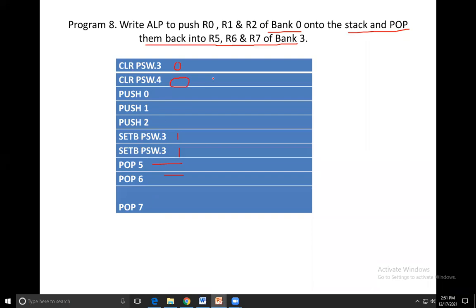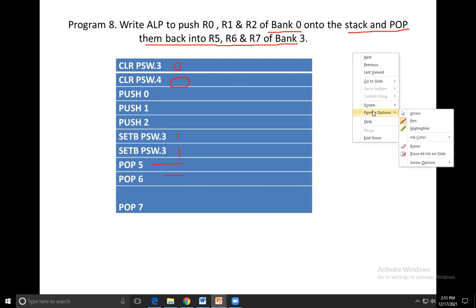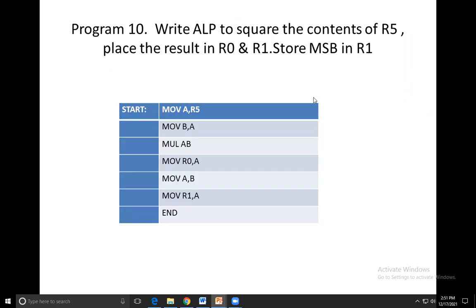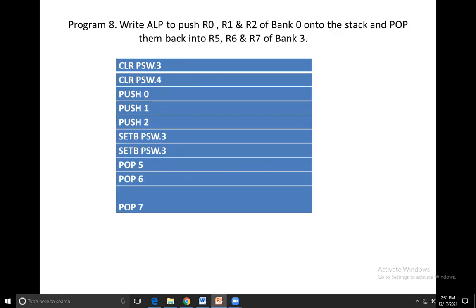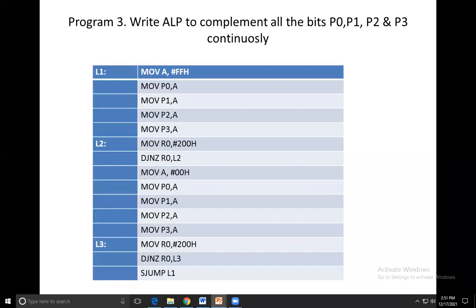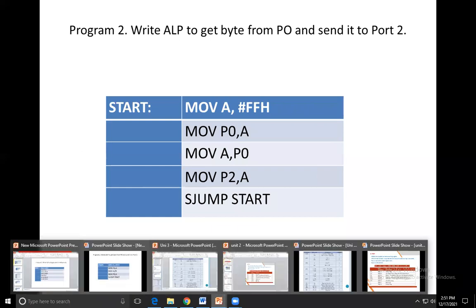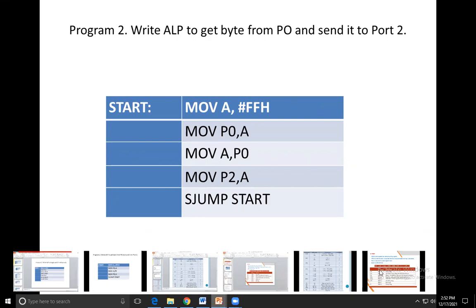So 5, 6 and 7 are the three registers from your bank 3, and you push your R0, R1 and R2. Pop means you take a value from the stack, and push means you put a value into the stack. So this is the program. The remaining programs we'll see in the next lecture. These are the programs related to push and pop registers. We are discussing push and pop.